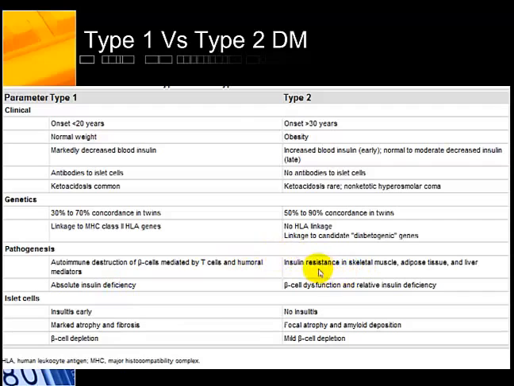In type 2, there is insulin resistance, plus there is a beta cell dysfunction. In the islet cells in type 1, there will be insulitis, atrophy, fibrosis, and beta cell depletion, whereas in type 2 there will be no insulitis, there will be focal atrophy and amyloid deposition, and there will be a mild beta cell depletion. So with that we end with diabetes mellitus.